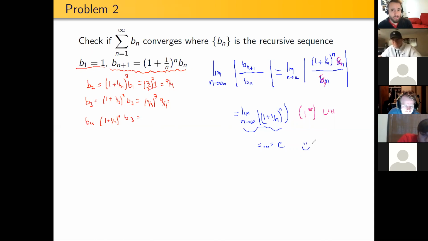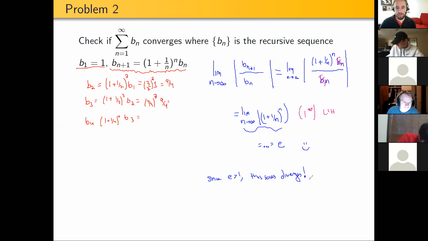I don't remember many facts about the actual number e, but I remember that it's 2 point something. Sort of like how pi is 3 point something, e is 2 point something, and in particular, e is bigger than 1. And so we can say, since our limit, e, is bigger than 1, by the ratio test, this series diverges. And then we are good to go.